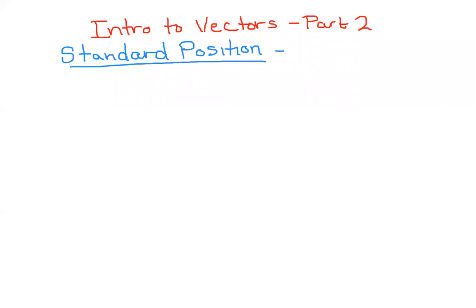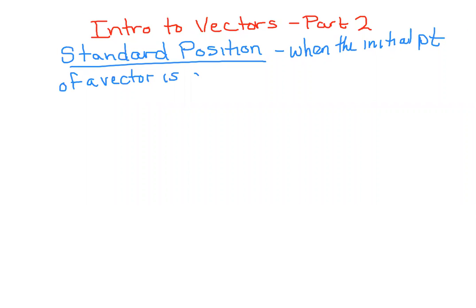Okay, standard position is when the initial point of a vector is at the origin. Last time we talked about the initial point and the terminal point. So now if that initial point is at the origin at 0, 0, then it's considered to be in standard position.